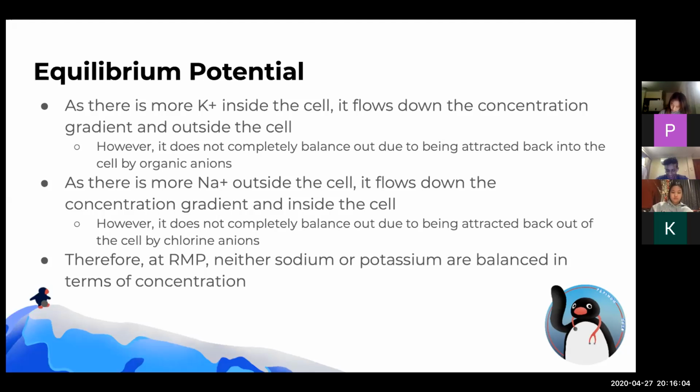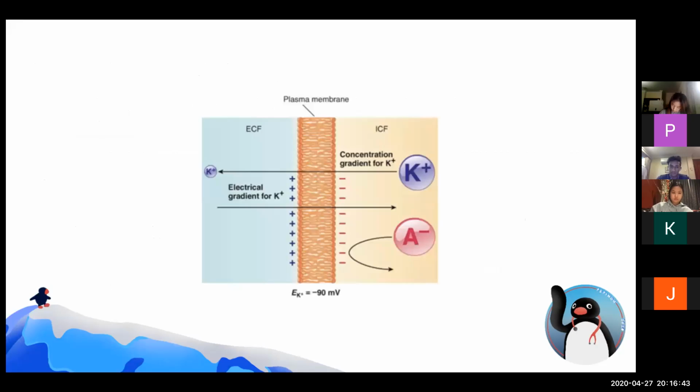And then if we consider sodium, sodium is at a high concentration outside the cell, so it wants to flow down the concentration gradient and enter the cell, right? But similarly, chlorine anions, which are outside the cell, will hold back some of the sodium and prevent it from equalizing between the inside of the cell and the outside of the cell. So overall, neither sodium nor potassium is going to be balanced in terms of concentration inside or outside the cell. They'll be slightly off.